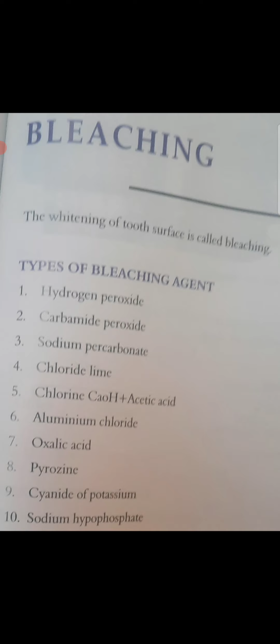Now, types of bleaching agent: there are 10 types of bleaching agent which are used. Number 1 is hydrogen peroxide, which is most commonly used at 35%. Second is carbamide peroxide, and next is sodium percarbonate. Fourth is chloride of lime. Fifth is chlorine, calcium hydroxide plus acetic acid, and sixth is aluminum chloride. Seventh is oxalic acid. Eighth is pyrozone. Ninth is cyanide of potassium, and 10th is sodium hypophosphate.